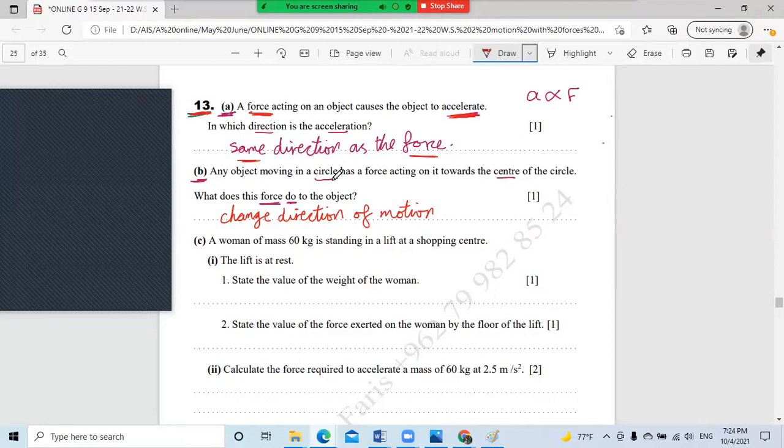Part B. Now we have circular motion, and there is a force acting on the object that moves in circular motion. This force acts to the center. We didn't study circular motion yet, but what does this force actually do? It only does one thing: change the direction of the motion. Instead of being a straight line, it's now circular. Good?